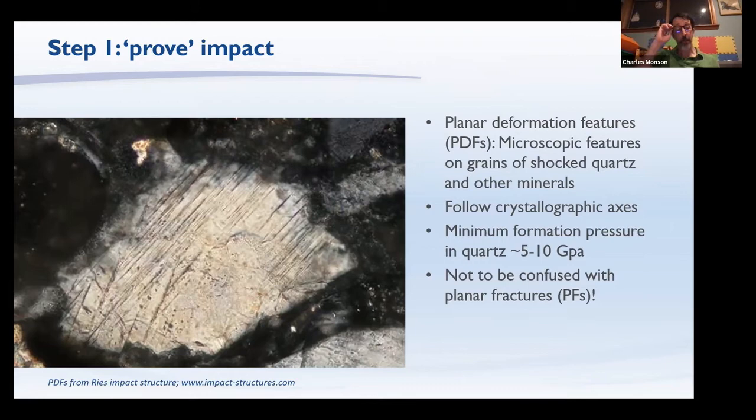I can't even explain to you exactly how they form, but basically what happens is under those conditions, there's some kind of failure along planes within the quartz grains, and that failure kind of runs parallel to the crystallographic axes of the grain. So when you look at it in cross-section and thin section, what you see is a bunch of little striations running across the grain. Oftentimes there will be multiple sets of these things in different orientations, because again, minerals have multiple crystallographic axes, and you can get these PDFs forming along any of them potentially.